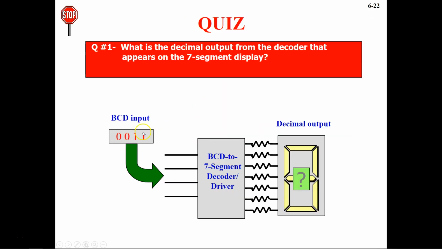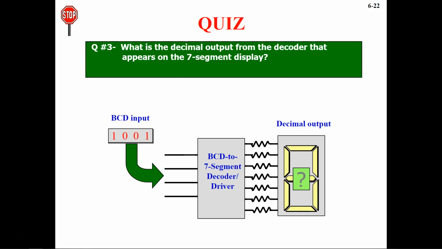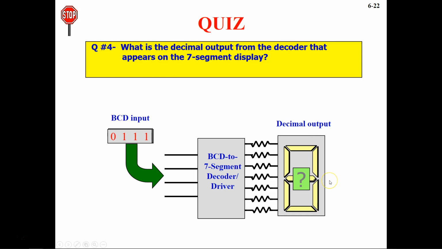So let's do the quiz. If we have 0 0 1 1, then this is going to be 3. And if we have all zeros, then again it's the same, 0. And if we have 1 0 0 1, then it's going to be 9. And if we have 0 1 1 1, then on the display we will have 7. And then if we have 0 1 1 0, then it's going to be 6. So the answer is 6. It was pretty easy. If you know how to convert binary to decimal, you can easily predict what number is going to appear on the LED display.